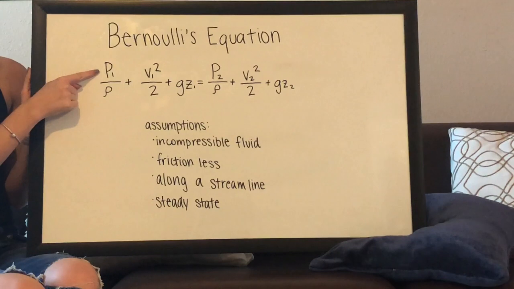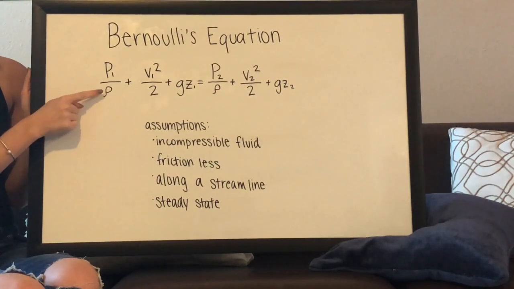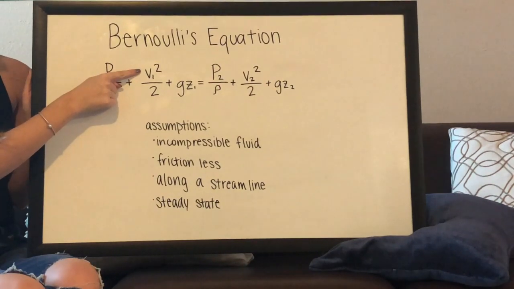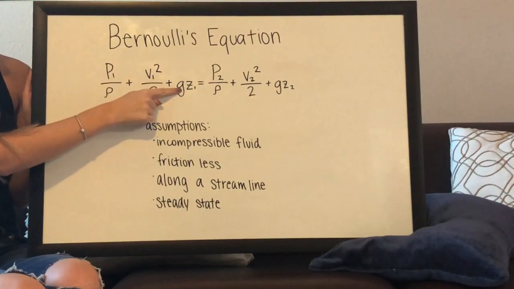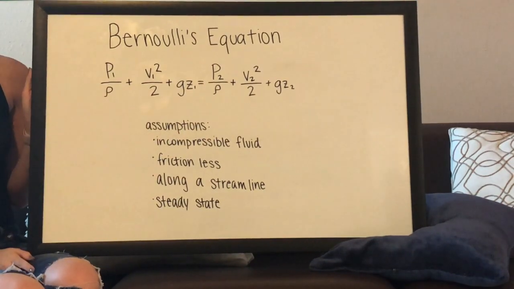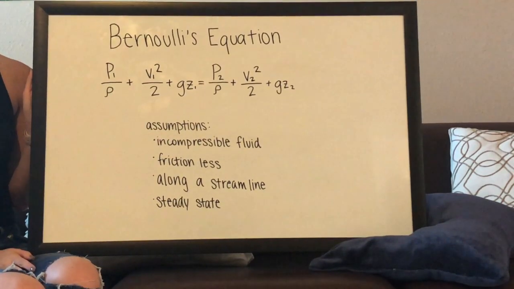This P1 right here is the pressure at point 1. This rho underneath is the density of the fluid. V1 is the velocity of the fluid. G is the acceleration due to gravity. And Z1 is the height at point 1. This height is measured with respect to a datum, which is an arbitrary zero assigned in the system. The pressure, velocity, and height at point 2 are on the other side of the equation.